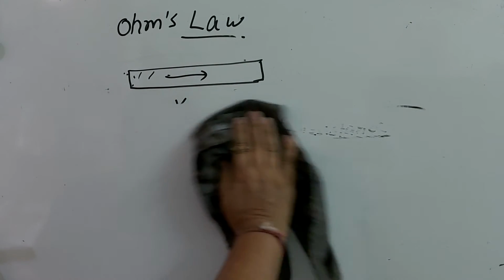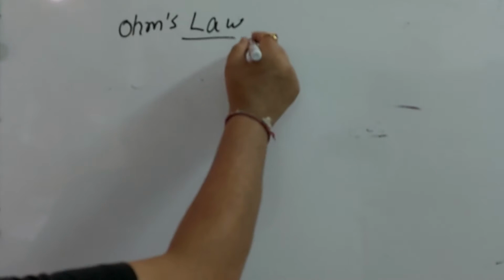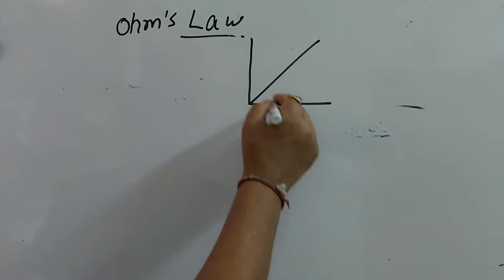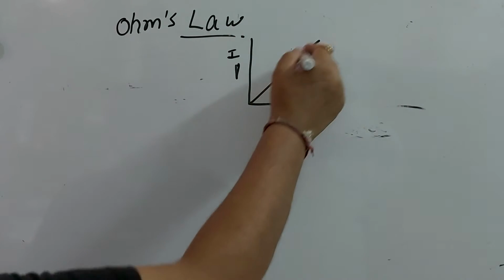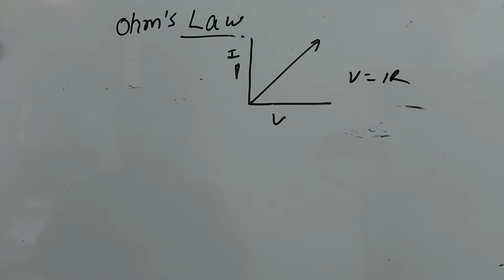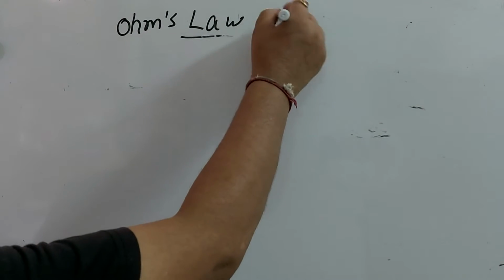Now, deduction of Ohm's law. Moreover, the graph between V and I, if we plot V against I, will be a straight line because V is equal to IR. Now, deduction of Ohm's law.